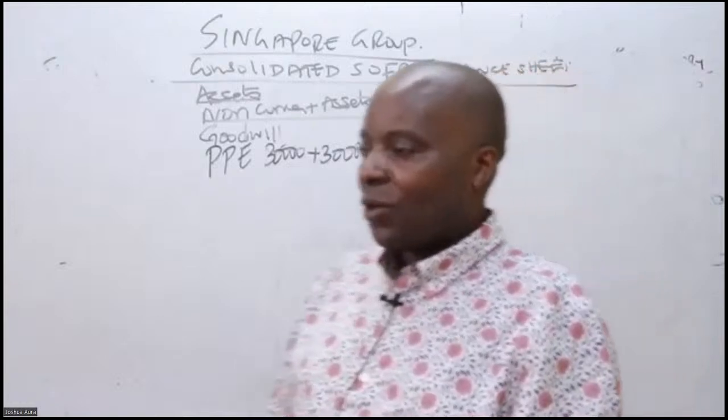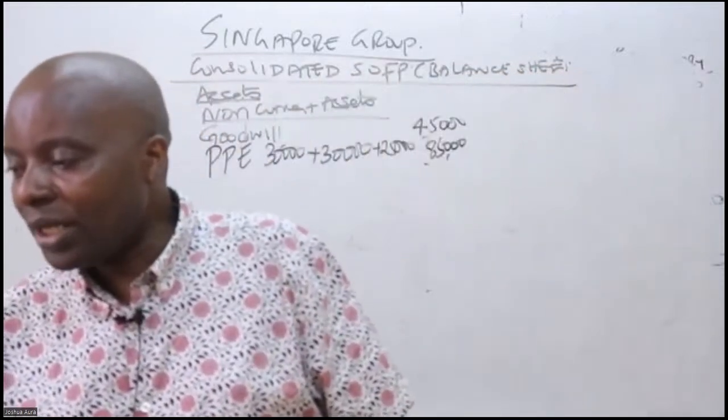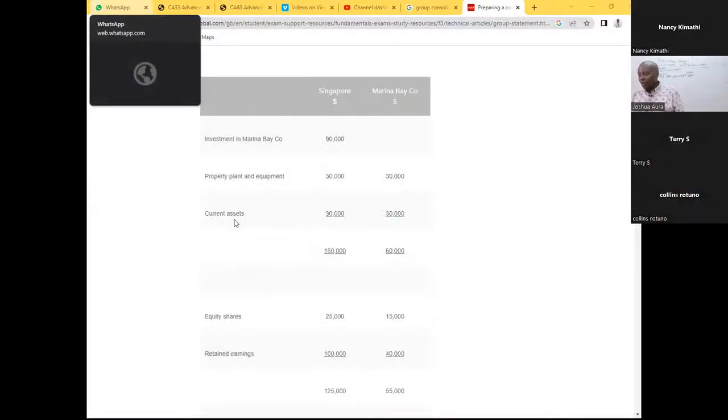Okay, so 85,000. Thank you so much. Now, after that, ladies and gentlemen, I would want us to come here and look for other assets. If you look at this very well, we don't have anything here. So we go to the current assets. Current assets, what do we have? I can actually even copy them down first.